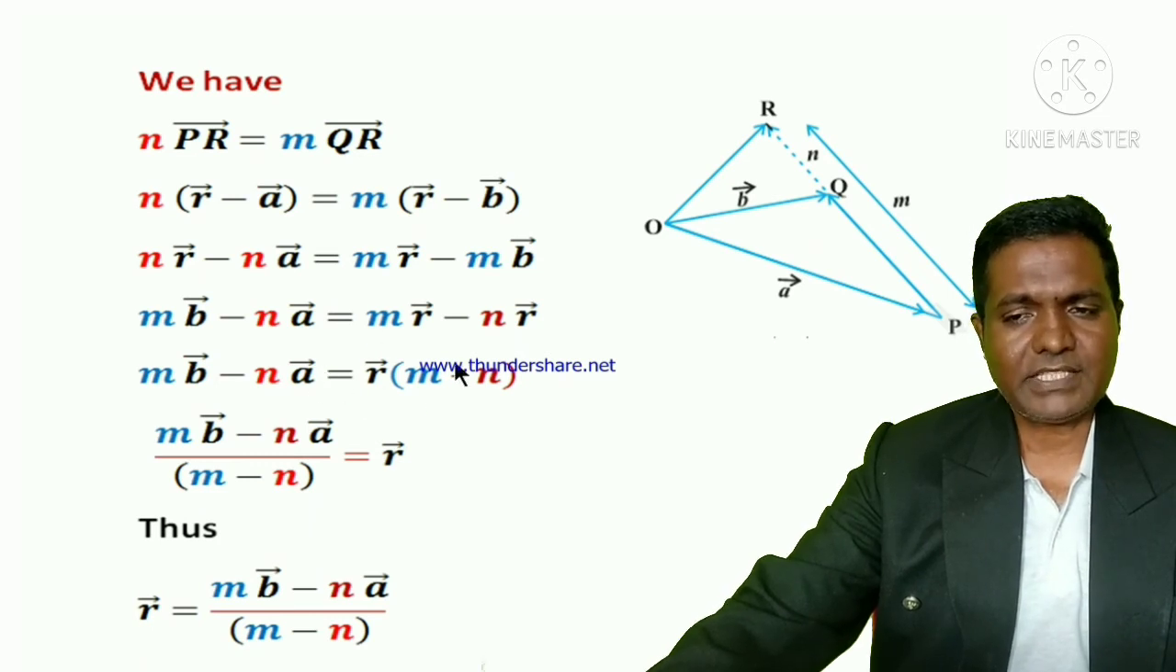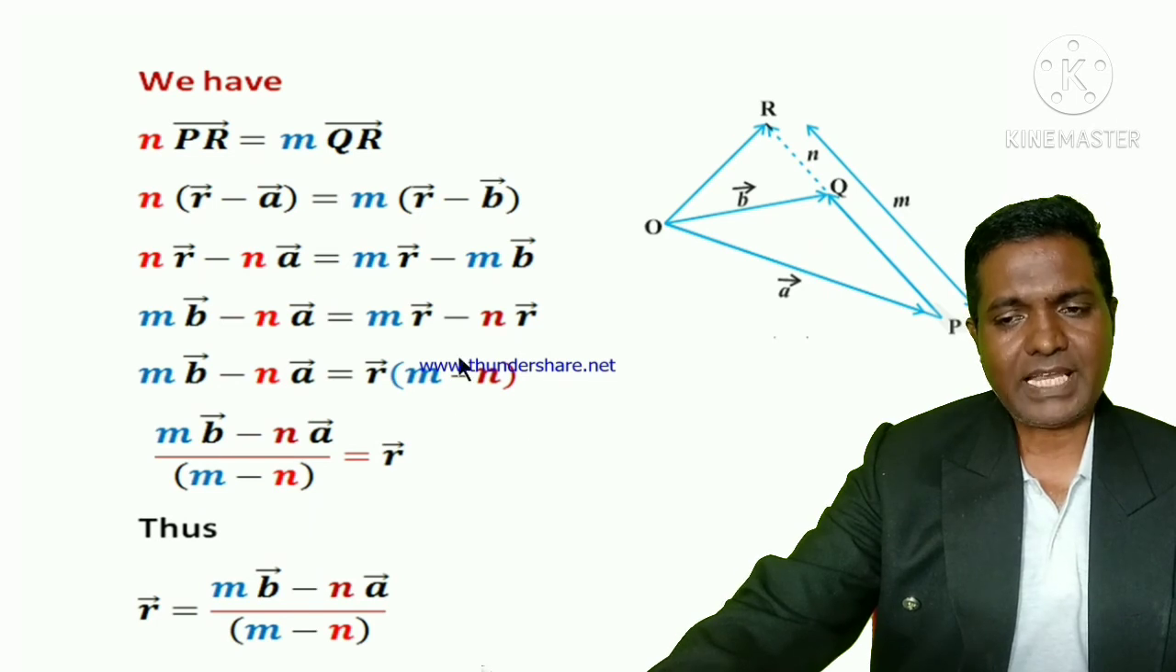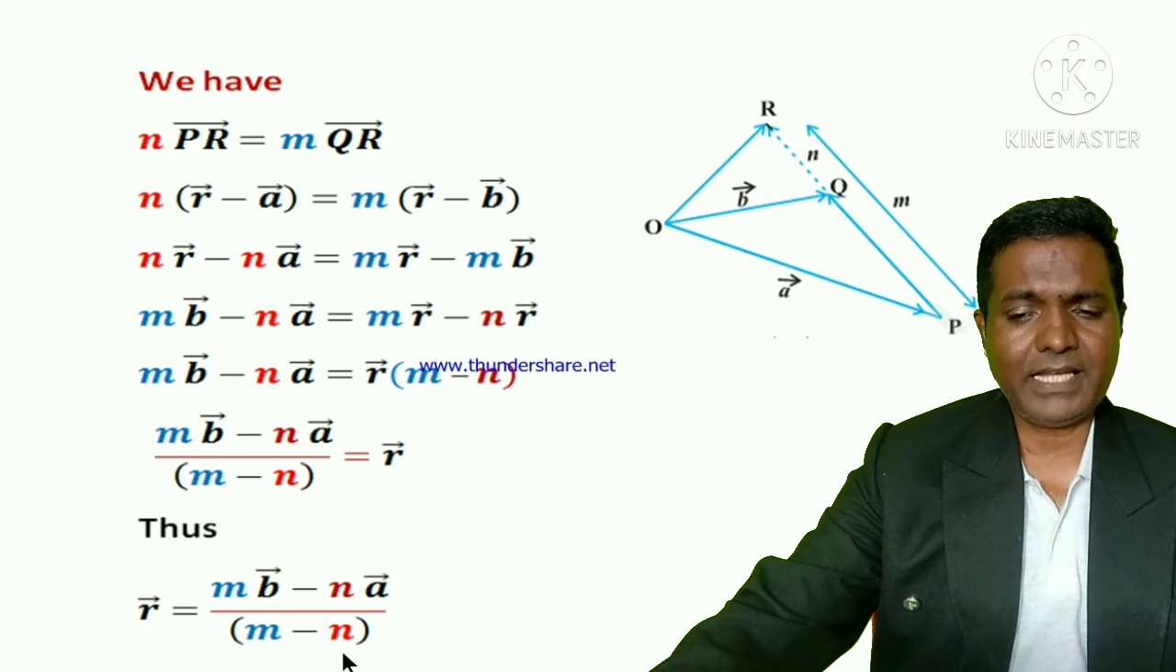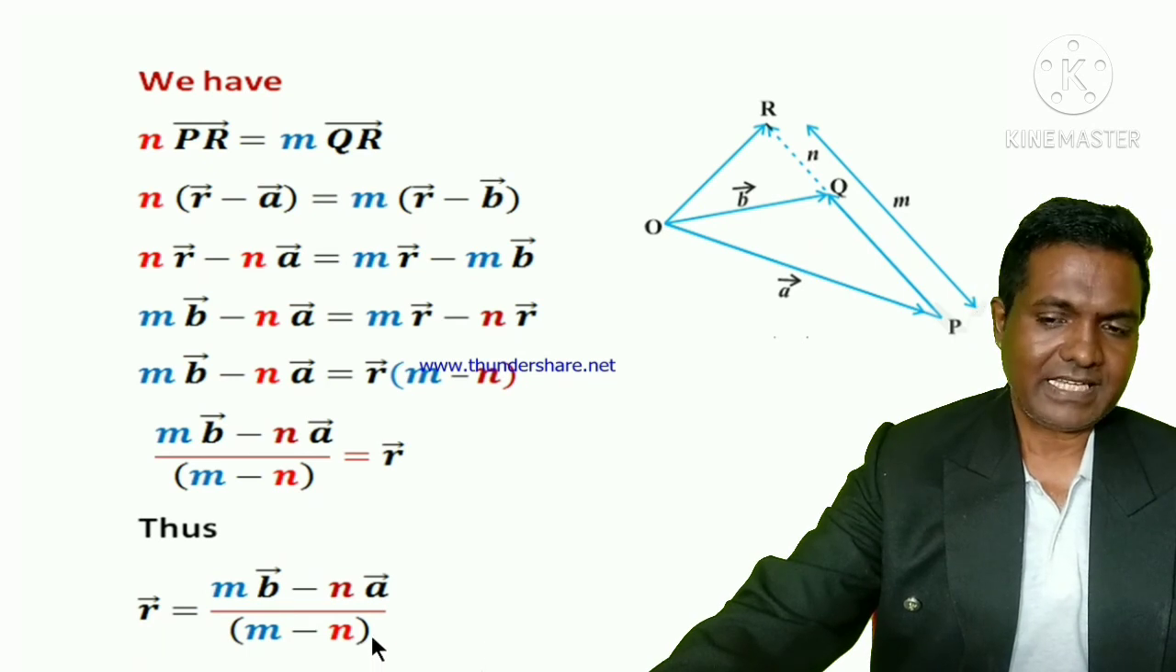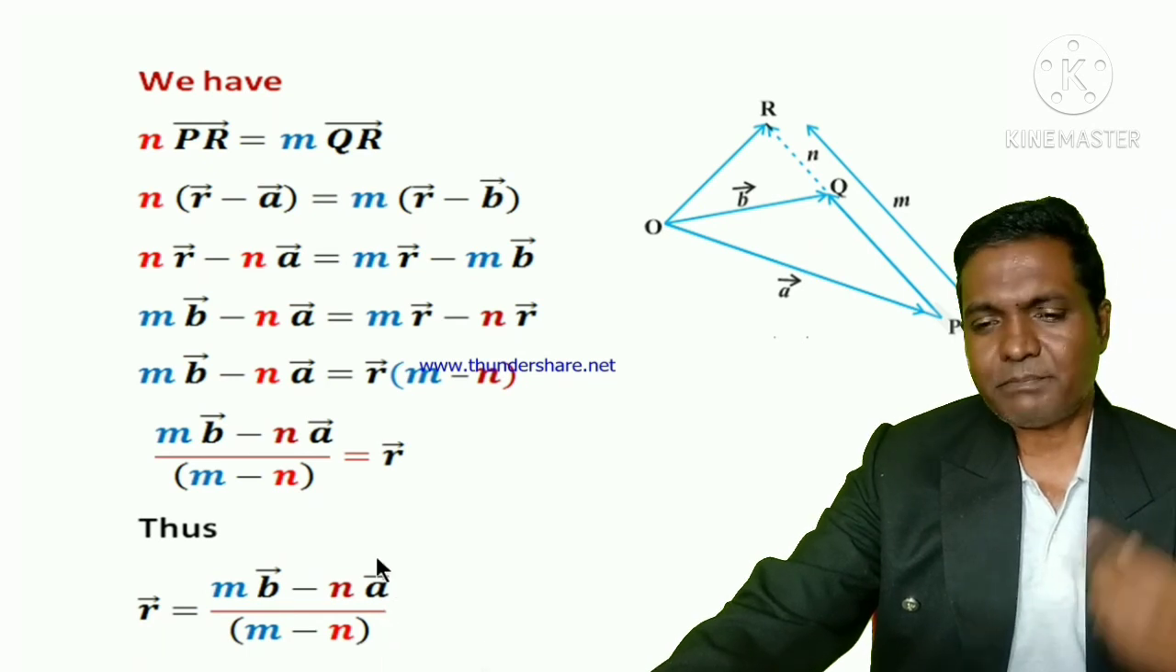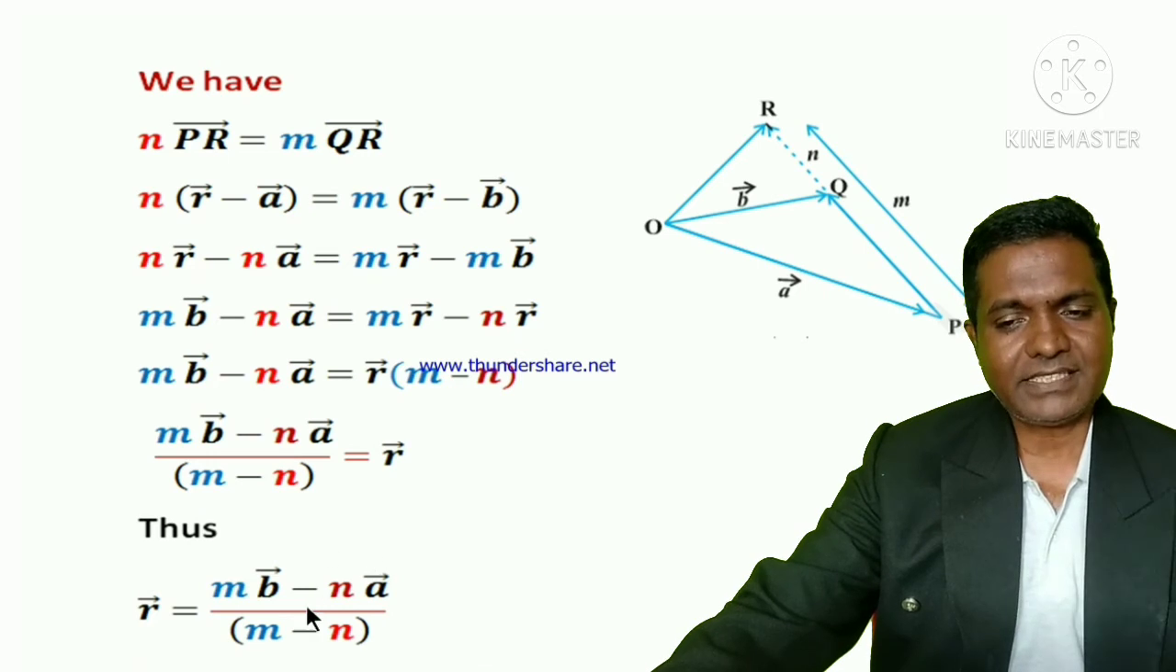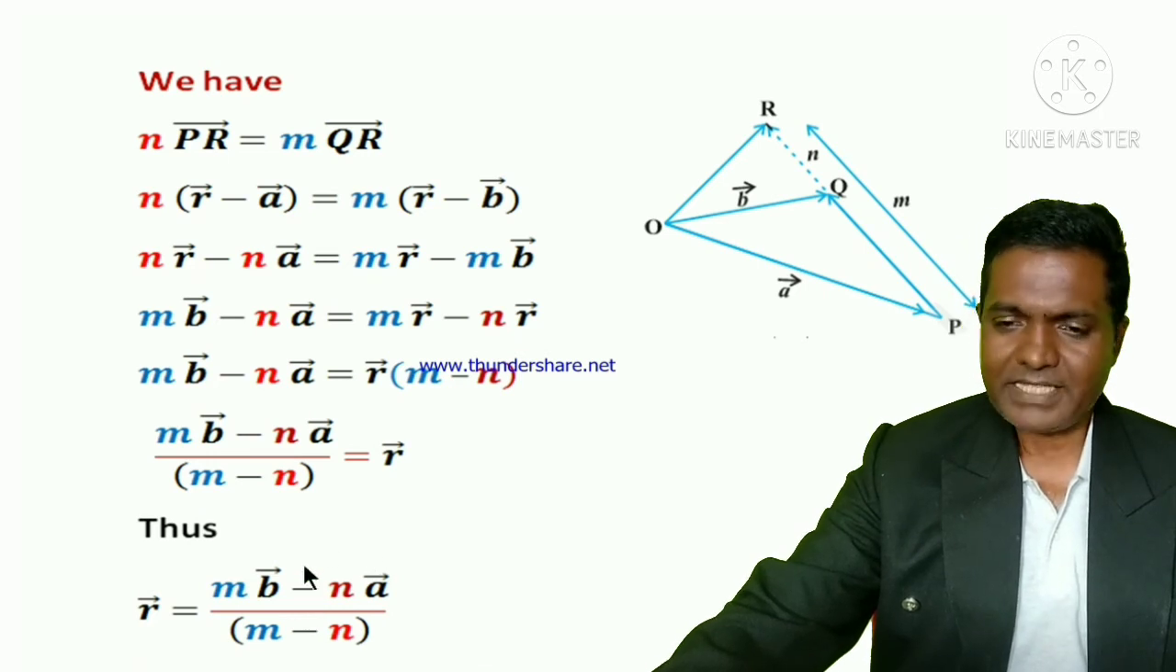So vector r is equal to, transferring this m minus n to the left means it becomes division. So this can be written as this. Vector r is equal to (m b minus n a) by (m minus n). So the difference between the previous derivation and this is that here you are getting minus minus.